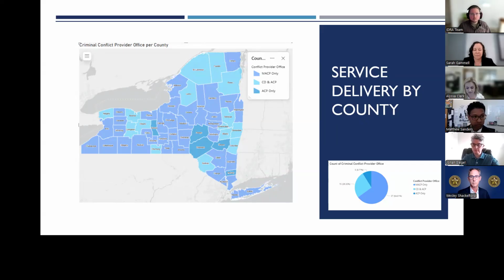So here we have the conflict defender offices and assigned counsel programs, and then we broke it down into managed assigned counsel programs, where there is an administrator who oversees the day-to-day functions of the program, and then what we call just ACP only, which means that the judges make assignments and somebody somewhere in a county office makes sure the attorneys get paid. As you can see, I believe below, most of the counties here are just assigned counsel program only counties, where the judges are making assignments and it's going through some type of county office. Next slide, please.